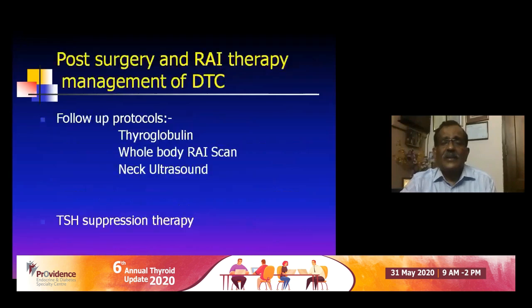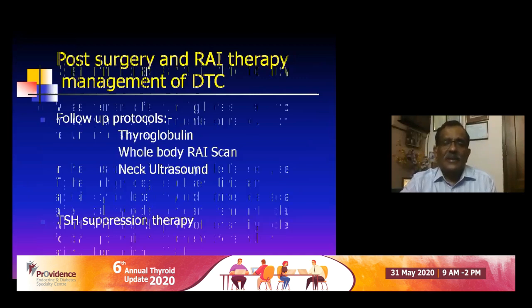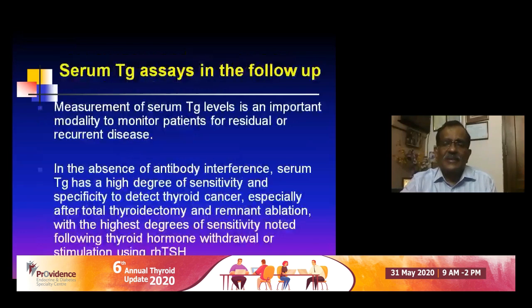What are the post-surgery and radioiodine therapy management of DTC? The follow-up protocol after radioiodine ablation includes thyroglobulin measurement and anti-thyroglobulin antibody measurement, whole body radioiodine scan, neck ultrasound, and TSH suppression therapy. Serum thyroglobulin assays in the follow-up: measuring the thyroglobulin levels is an important modality to monitor the patients for residual or recurrent disease.